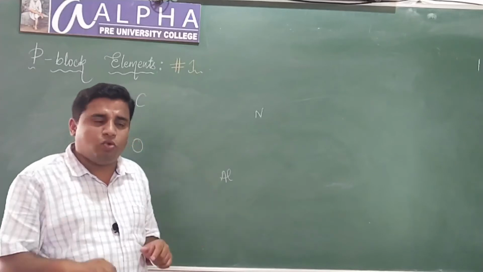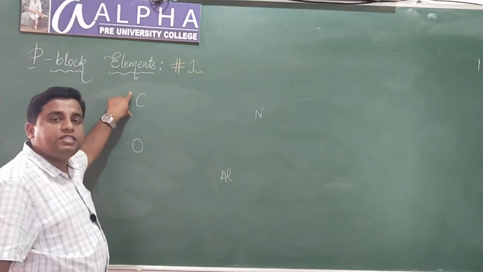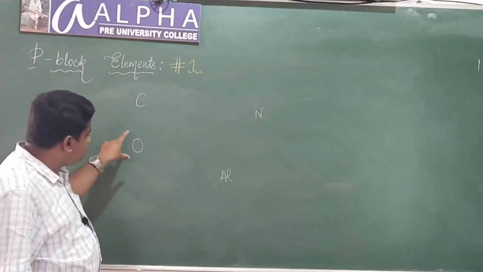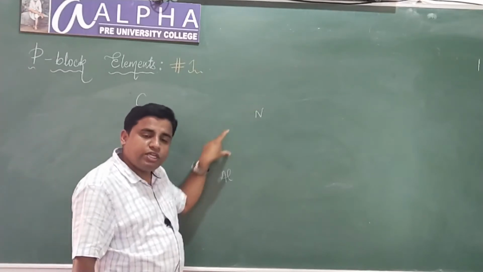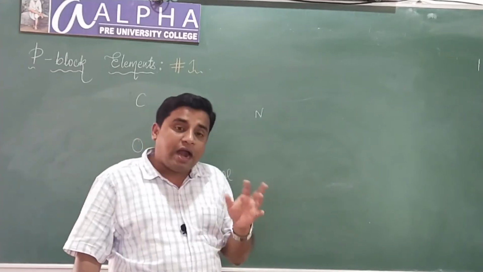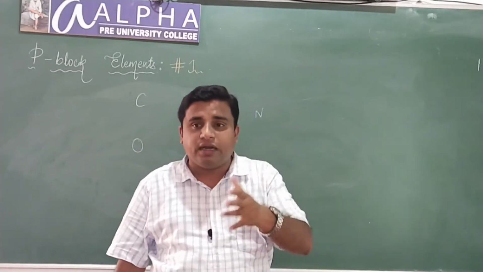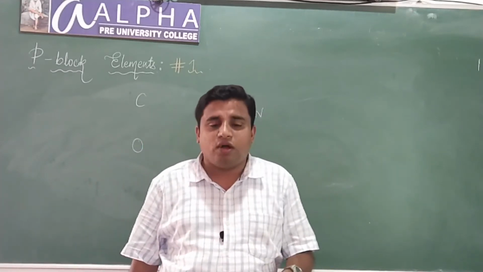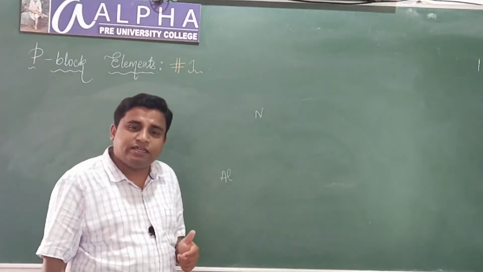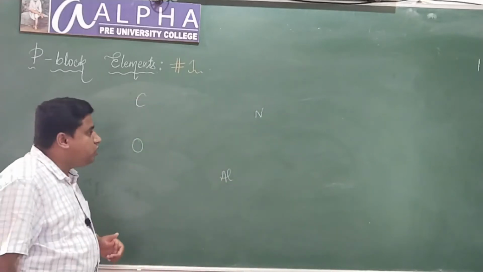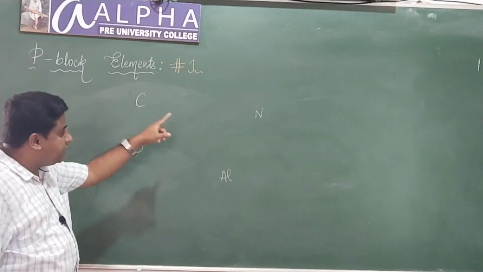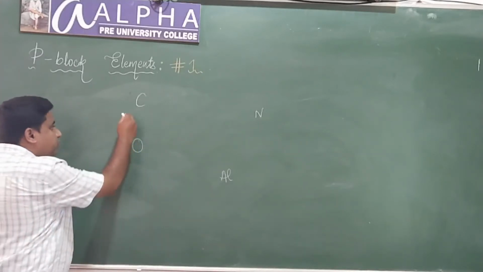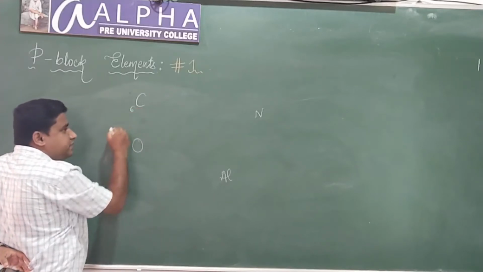Then what are P block elements? Why is carbon regarded as a P block element? Why is oxygen regarded as a P block element? Why have nitrogen and aluminium been put under P block elements? If you look at the electronic configuration of each and every element, we know the atomic number of carbon is 6.